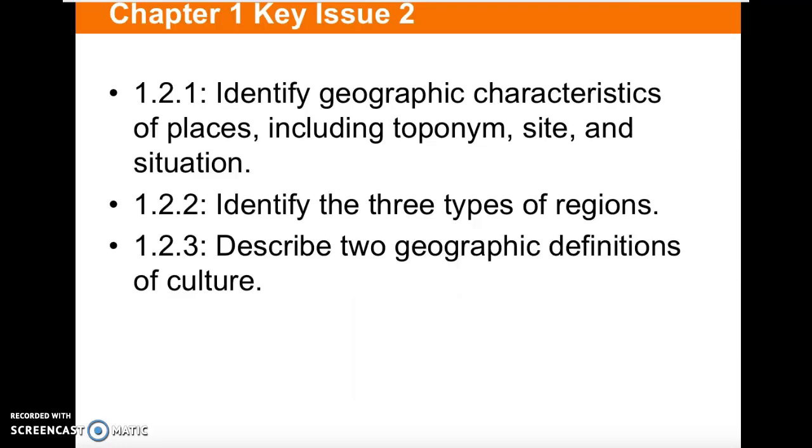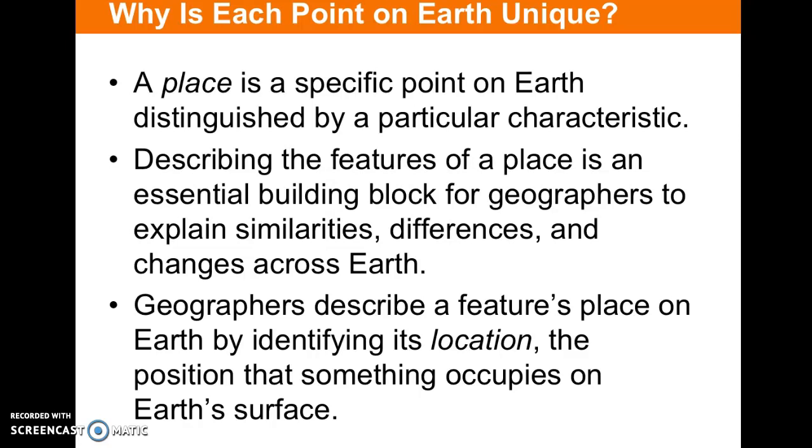For Chapter 1, Key Issue 2, the next part of our Unit 1, we're going to be looking at how to identify the geographic characteristics of places, including the toponym, the site, and the situation. We're going to be able to identify the 3 types of regions, and we're going to describe the geographic definitions of culture. So why is each place on Earth considered unique?